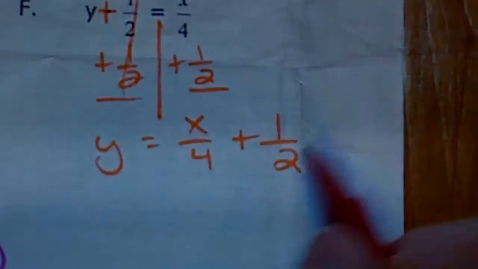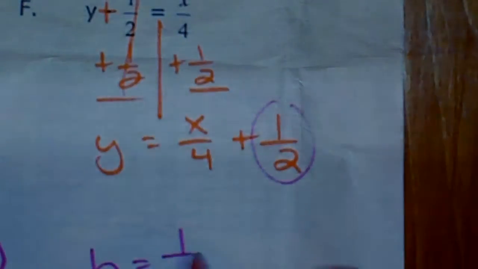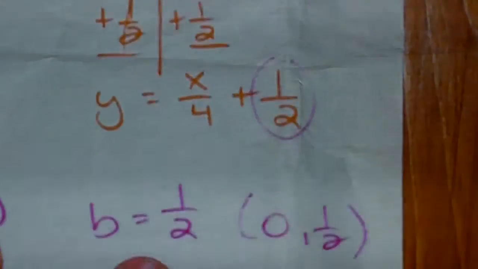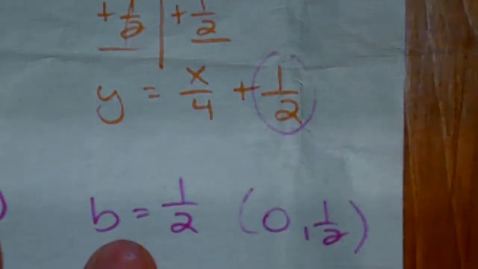Okay, so I'm guessing the b isn't going to be too difficult for you to identify. The b, yeah, it's 1/2. That means my y-intercept is (0, 1/2) if I was plotting that. Sorry, I'll make it so you can see it.